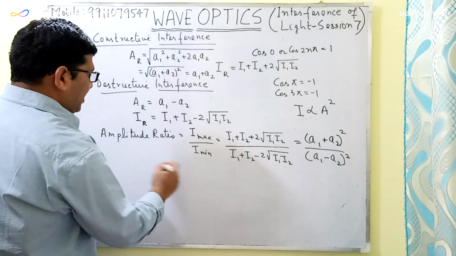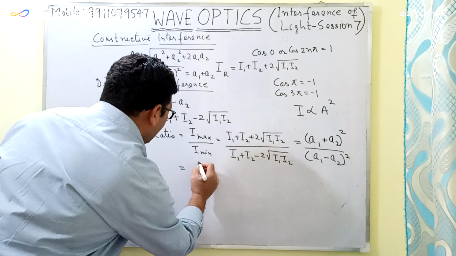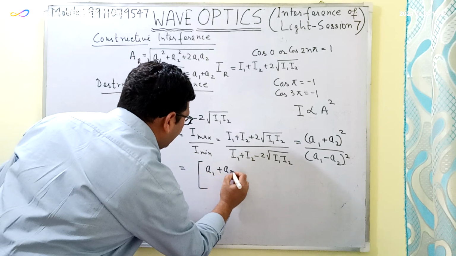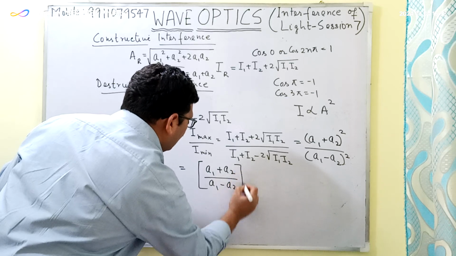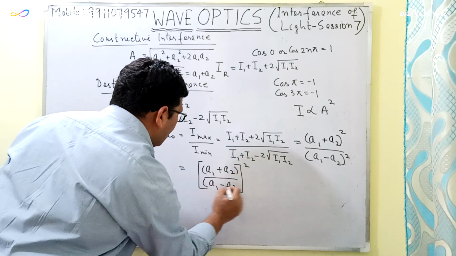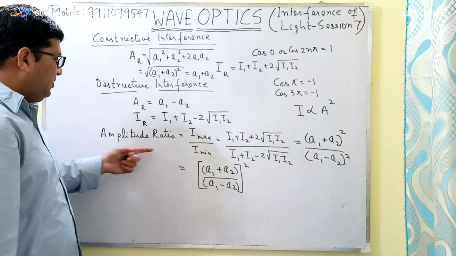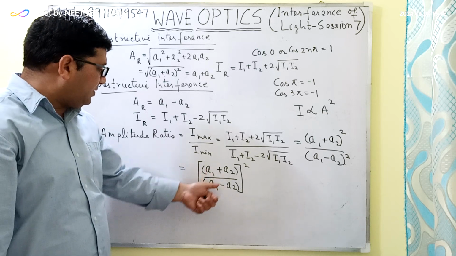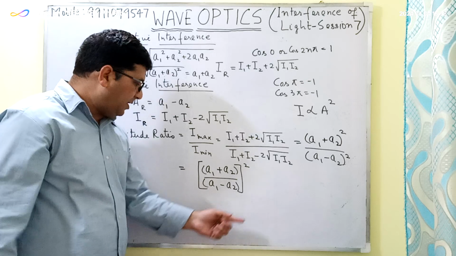So from here we can simply write this as the ratio (A1 plus A2) divided by (A1 minus A2), whole square. So the amplitude ratio will be equal to (A1 plus A2) divided by (A1 minus A2) to the whole square.